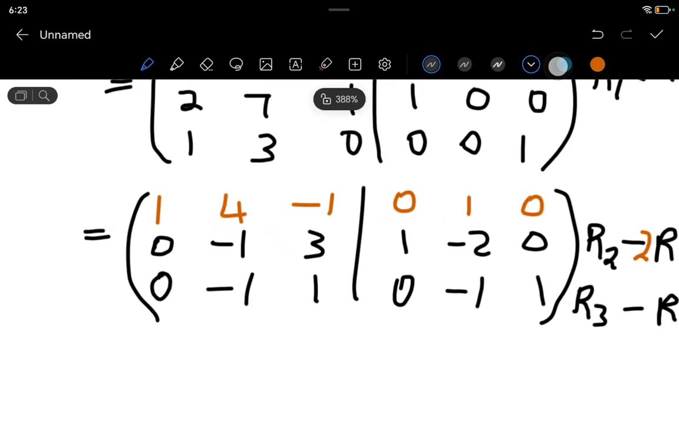So now we check. We had the leading 1 here. After having that leading 1, what must happen? I must change this to a 0, and this is complete. It's true.